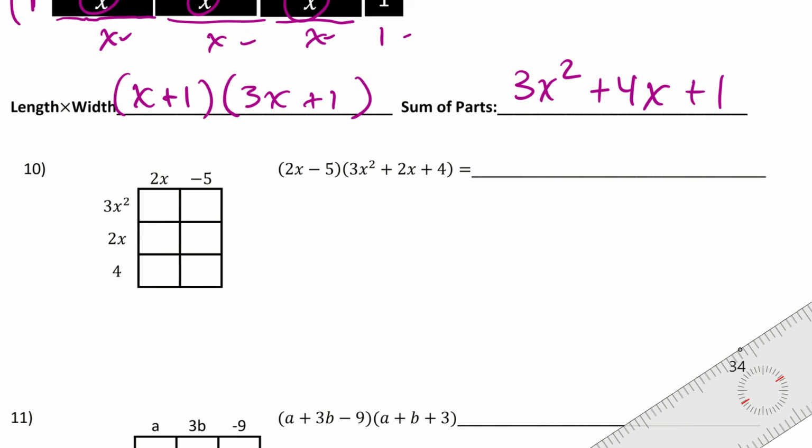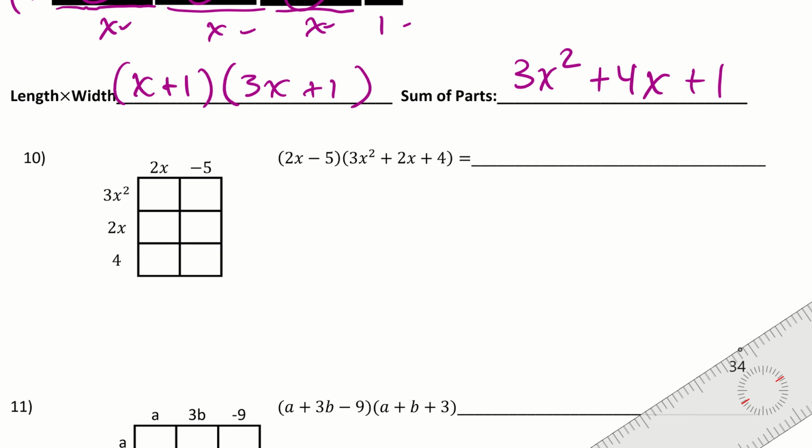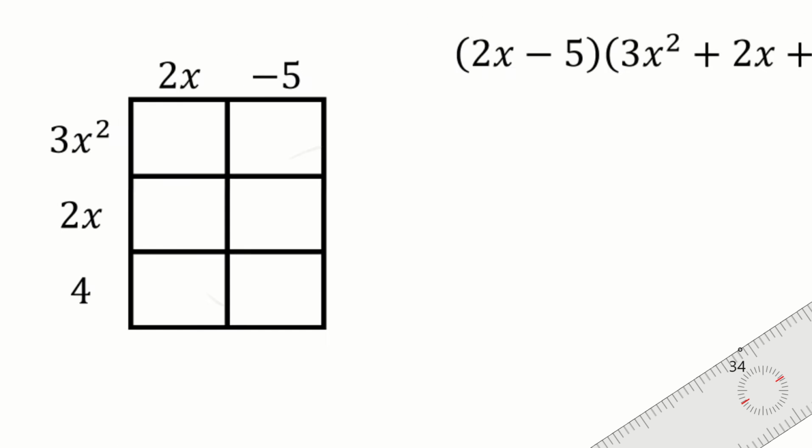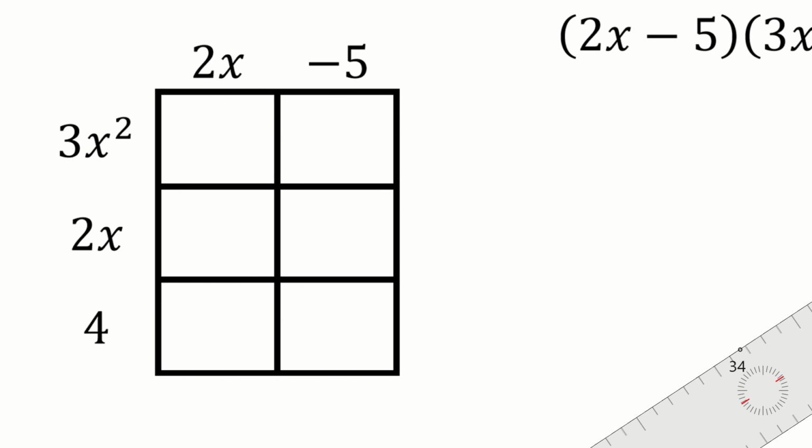Question 10. I can see that this is a generic area model already set up. I'm multiplying 2x minus 5 times 3x squared plus 2x plus 4. If I were to fill in these parts, this is 2x long times 3x squared. That would give me 6 times x to the third power. Right? 2 times 3 is 6, x to the third. This should be -5 times that 3x squared, so this should be -15x squared.